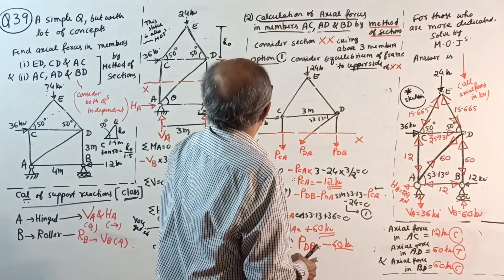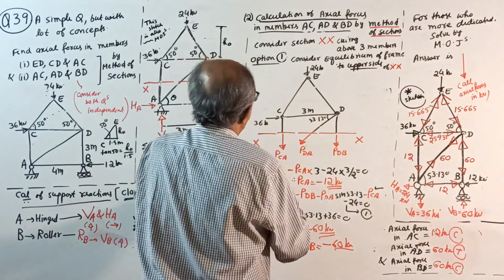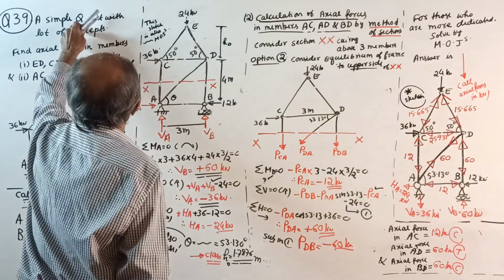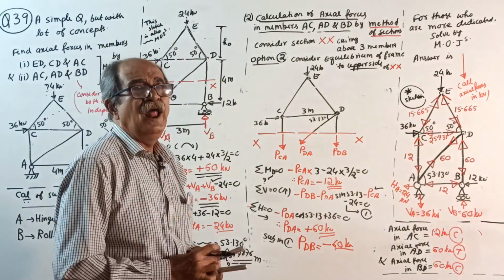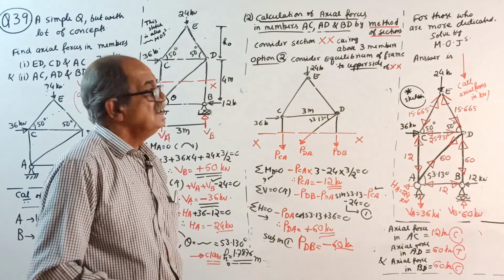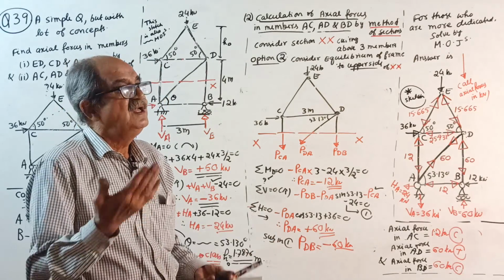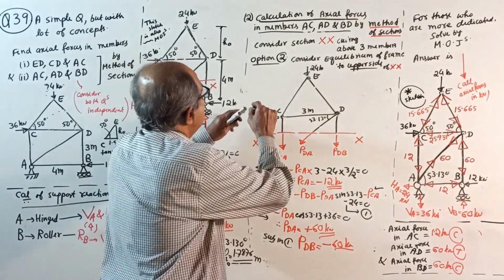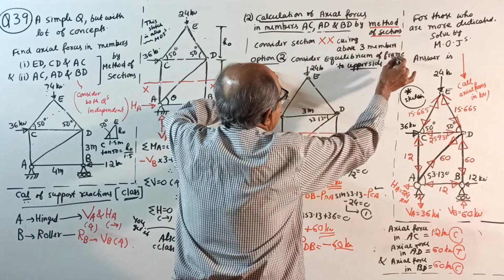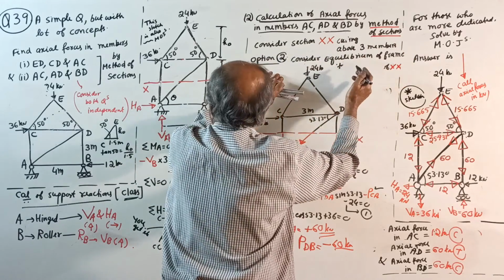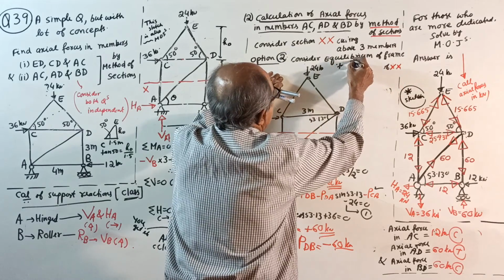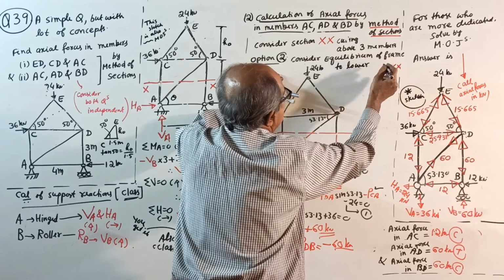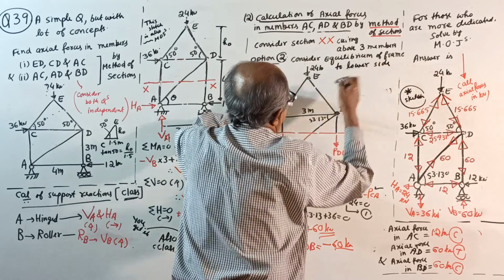Okay, now same question. Lastly, I will conclude now by option 2. That's why I told this question, simple question, but with a lot of concepts. This all I am doing for your knowledge. You should know it. This much questions nobody will do. I am so sure nowhere you can find this many number of questions. So option 2, consider equilibrium of the frame, not upper side, to lower side.